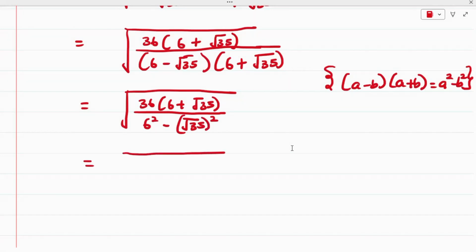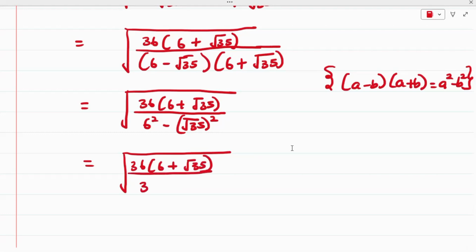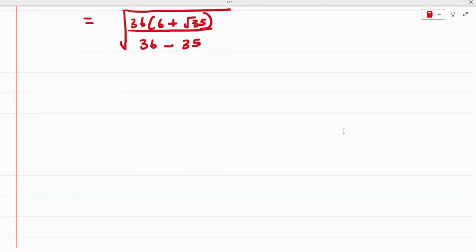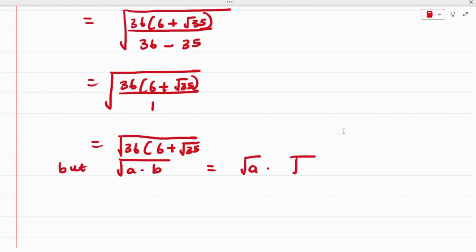So this is equal to the square root of 36 multiplied by 6 plus the square root of 35, divided by 6 square, which is 36, minus 35, since this cancels out this. So from here we have the square root of 36 multiplied by 6 plus the square root of 35, divided by 36 minus 35, which is 1. So this is equal to the square root of 36 multiplied by 6 plus the square root of 35. But we note that if we have the square root of a multiplied by b, this is equal to the square root of a multiplied by the square root of b.